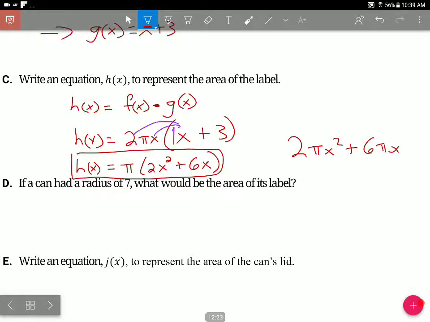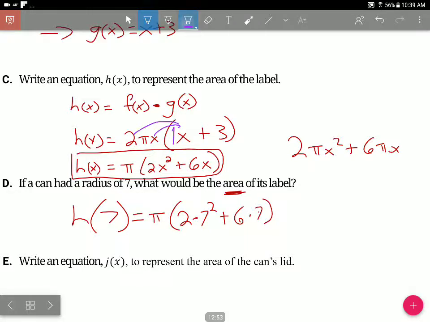That's really just kind of a style choice more than anything else. But if a can has a radius of 7, what would the area of its label be? Okay, so they want to know the area. Well, which function represents area? F, G, or H? H. So H, what number are we plugging in? H of 7 equals pi times 2 times 7 squared plus 6 times 7.